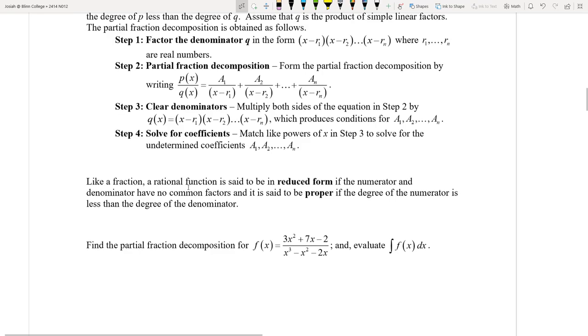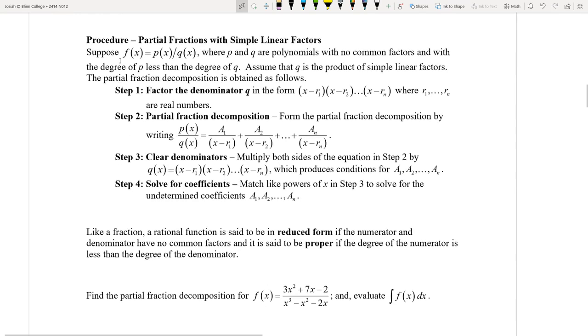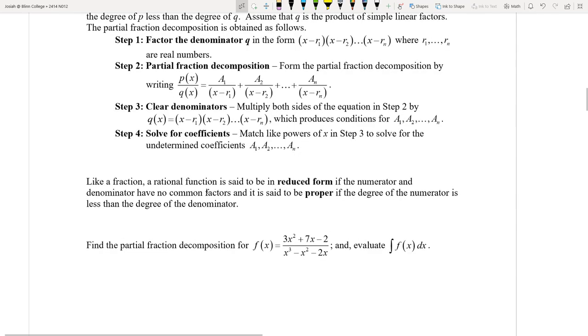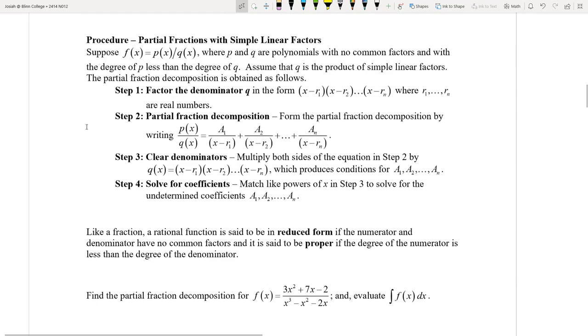Right, so like a fraction, a rational function, as we say, is in reduced form if the numerator and denominator have no common factors. So reduced form is good. It means that things are kind of simpler for us. Furthermore, it's said to be proper if the degree of the numerator is less than the degree of the denominator. So that is something important that we want up here. We want to have no common factors, and we want to have the degree of the top less than the degree of the bottom. If one or more of those things are not true, we need to fix that. If we have common factors, we want to cancel. If our fraction is improper, we're actually going to have to do some long division.